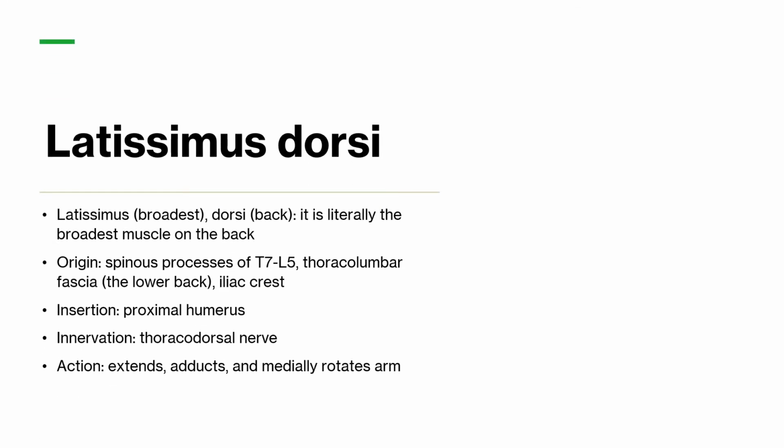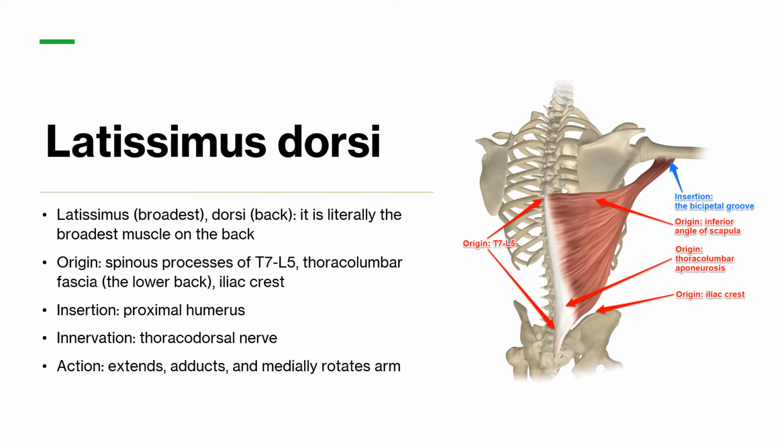So let's talk about the latissimus dorsi. Latissimus means broadest. Dorsi means back. It is literally the broadest muscle on the back. It originates from the spinous processes of T7 to L5, the thoracolumbar fascia, and iliac crest. So it originates from the lower back and the hip bone. It inserts on the proximal humerus. It's innervated by the thoracodorsal nerve.